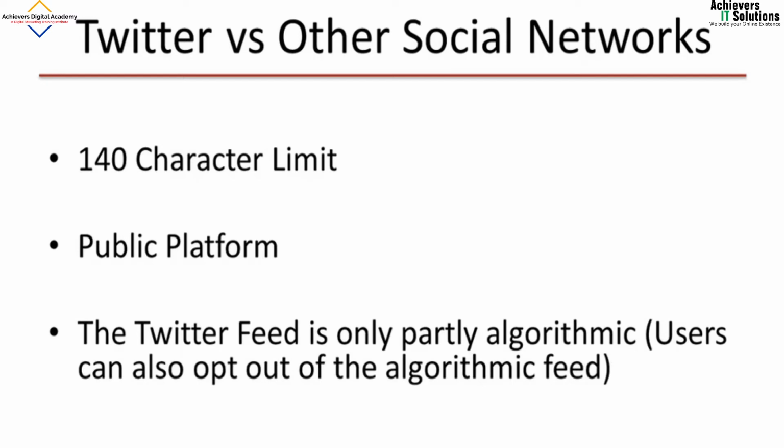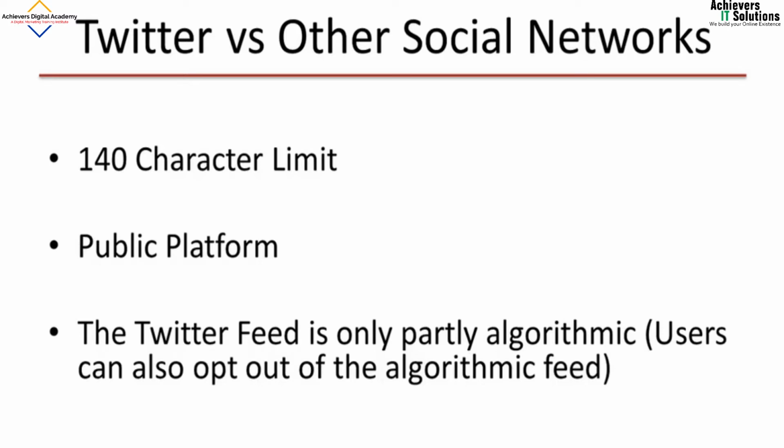And third, and very importantly, the feed on Twitter is only partly algorithmic. Unlike most social platforms which have moved to an algorithmic feed, Facebook, for example, if you guys remember, we've seen in lesson 1, Facebook has an algorithm in its news feed that filters what users see. Instagram as well has gone algorithmic recently.